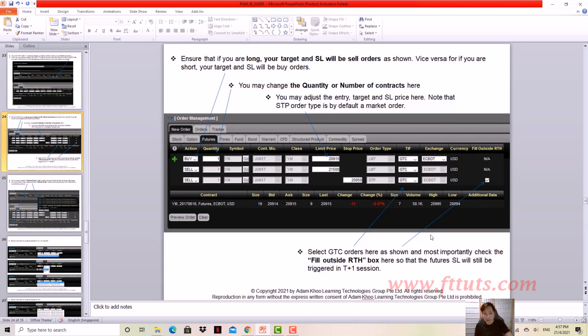I just want to emphasize that for those of you trading futures, please make sure you check this box, fill outside RTH, real-time orders, because when you're trading futures, you want the order to be filled anytime within the 24-hour session. So you have to check this. This is only for futures. For stocks and forex, you don't have to check this.